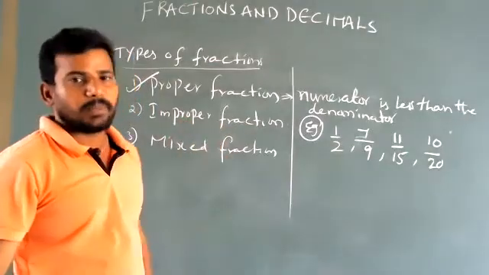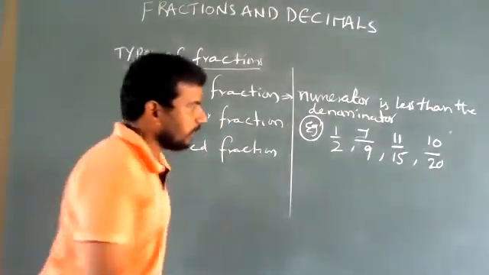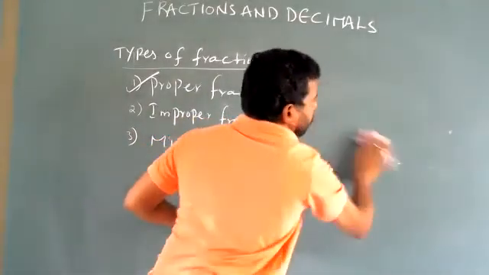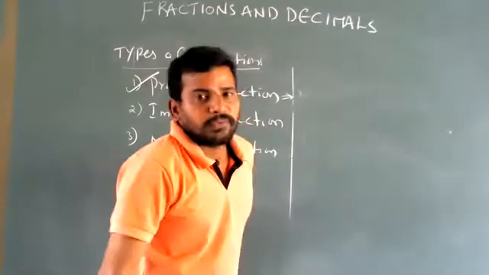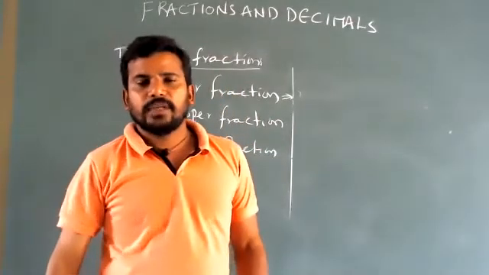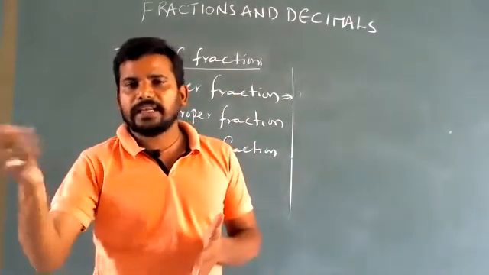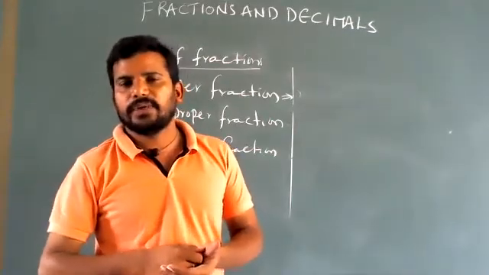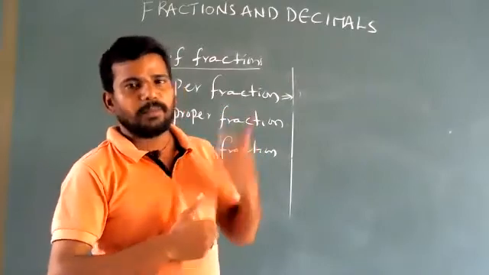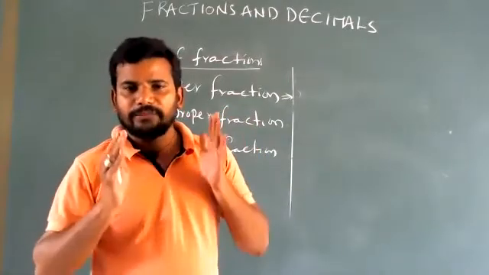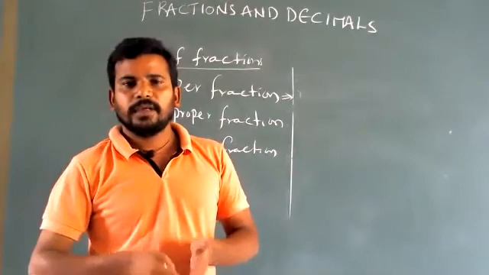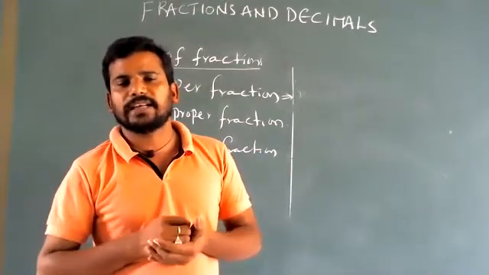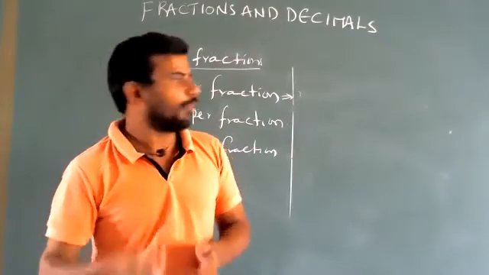Now discussing the second type. What is that? Improper fraction. Fractional numbers having the numerator greater than the denominator. Numerator is greater than the denominator, so it is called what, children? Improper fraction. Once again, a fractional number having the numerator greater than the denominator is called an improper fraction.